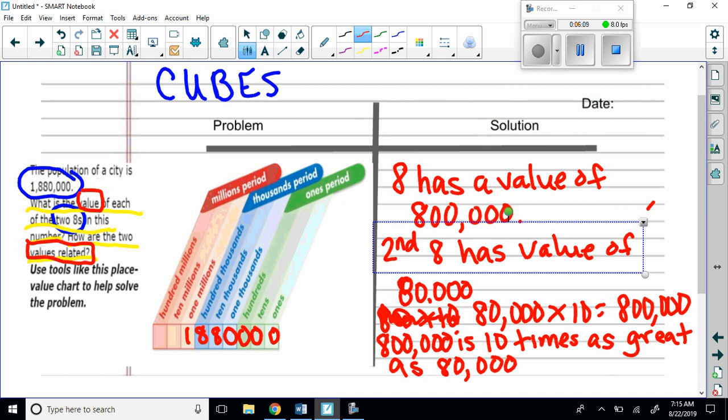All right, so I've solved all parts of this question. I know the value of the first 8, which was 800,000. I know the value of the second 8 is 80,000. I know that 80,000 times 10 is 800,000. This lets me know the relationship between the two. So in this statement, I've answered the second portion of that problem. 800,000 is 10 times as great as 80,000.